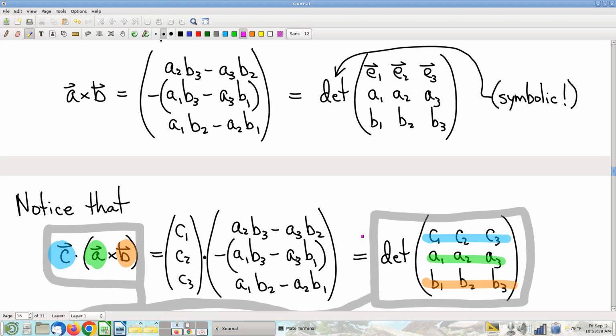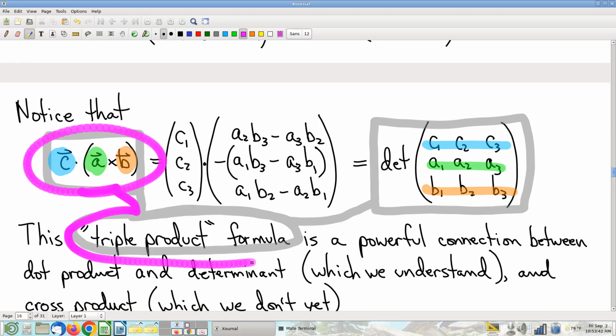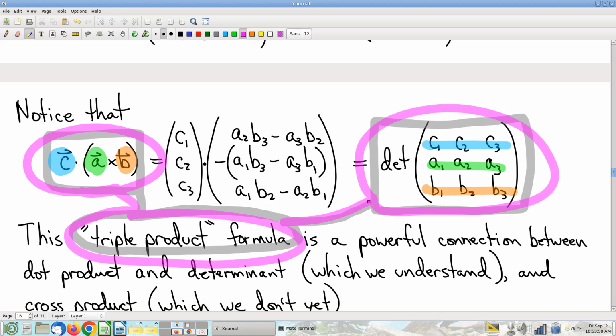Okay. All right, so this thing is called a triple product for, I think, pretty clear reasons. And this is what I like to call the triple product formula, because the neat way to interpret triple products is that they are determinants. So triple products are equal to determinants.